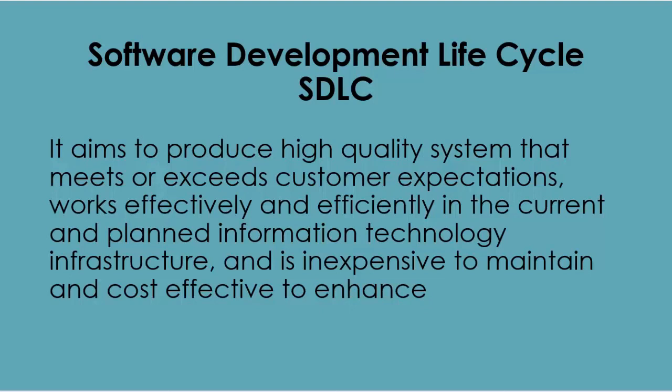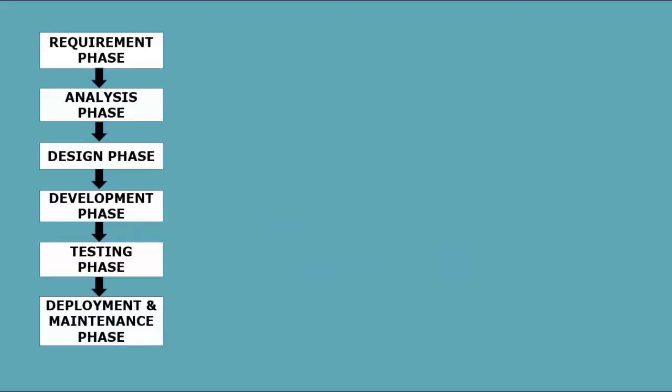A typical software development lifecycle consists of the following phases. First one, requirement phase, analysis phase, design phase, development phase, testing phase, deployment and maintenance phase. Let's see each and every phase in detail.